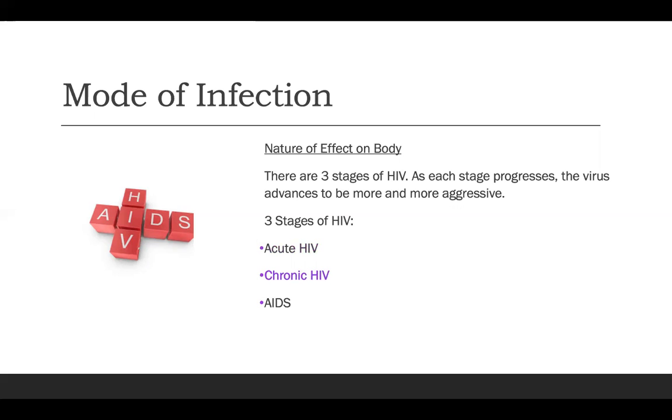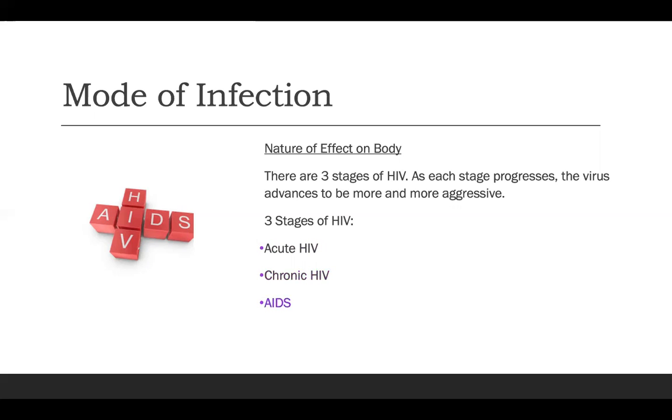During the chronic stage, a person's symptoms will decrease compared to the acute phase due to the virus not multiplying as quickly. During this stage, an individual is still able to transmit HIV if it's left untreated. Without treatment, the chronic HIV stage can last for years before advancing to AIDS.